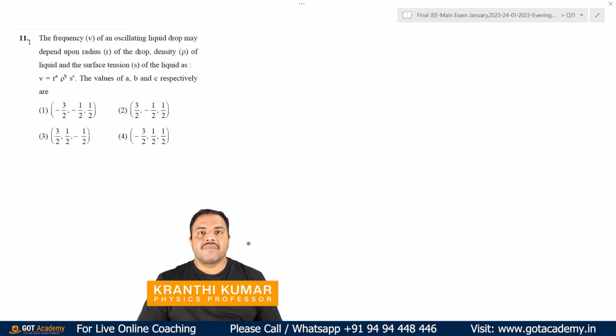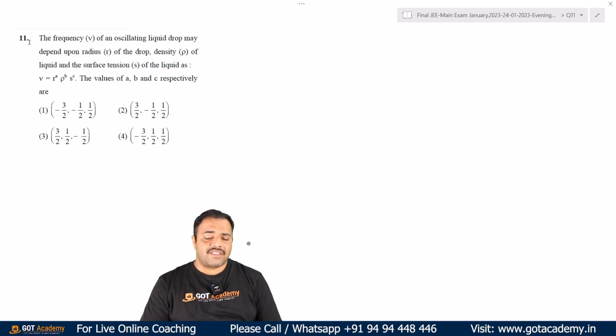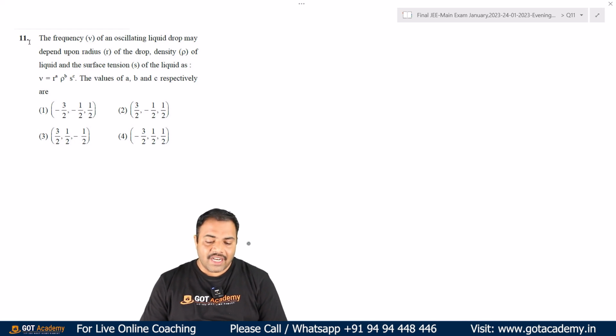So children, look at this 11th question. Take a pause, read it 2 times. Note that everybody can answer this question. Why? Because this is from units and dimensions. If you know the dimensional formula properly, you can apply here, and we can find out the relation. So first, take a pause and read it at least 2 times. Now look at the question.